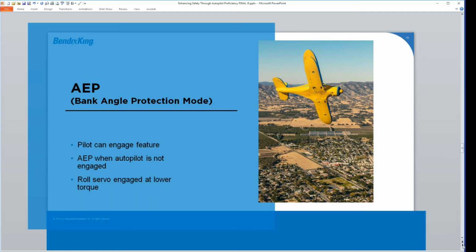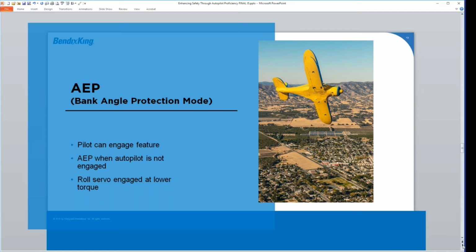So we've got the autopilot powered up. We've got AEP mode in standby, or excuse me, in arm. And so now what we're going to do is monitor the bank angle of the aircraft. If the bank angle gets over 45 degrees of bank, we engage the roll servo at a low torque, lower than our standard autopilot commanded torque, and we command a correction back into the control system. That correction is only in there for down to 40 degrees of bank. So for that 5 degrees is when we command that.